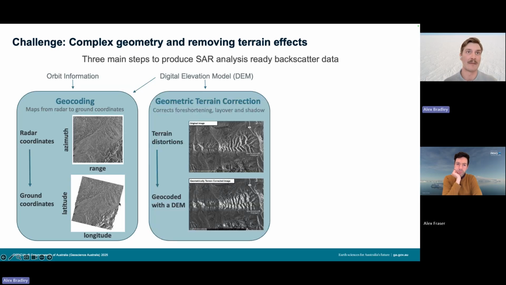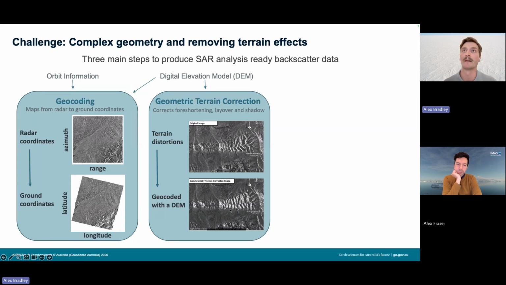Once we get that SAR imagery onto the ground, we need to do something called geometric terrain correction. Again, this has to do with the way that the SAR instrument looks at the satellite. So you can see here these ridges, where the bright side, or the side facing the sensor, is really compressed and the back side is quite spread. So through geometric terrain correction, we can normalize across the terrain and get the pixels where we want them to be.